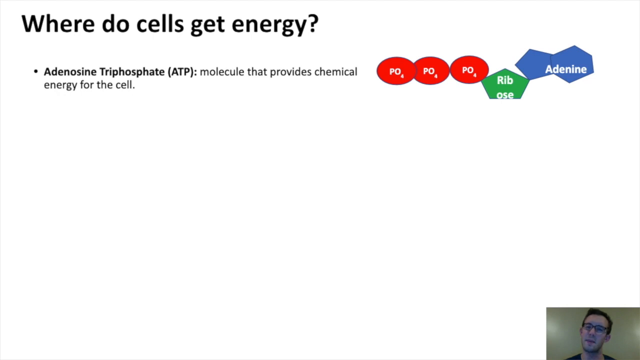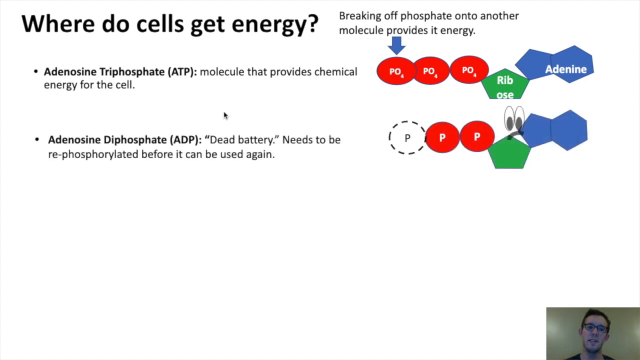So you guys have learned that if a cell wants to get energy, it needs to use a molecule called ATP. To get energy from an ATP molecule, the cell will break off a phosphate group onto another molecule, providing it with energy. What's left over is called ADP, adenosine diphosphate, just two phosphate groups. This is kind of like a dead battery that needs to be rephosphorylated. A phosphate group needs to get added back on before it can be used again.